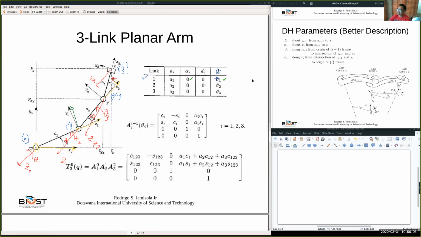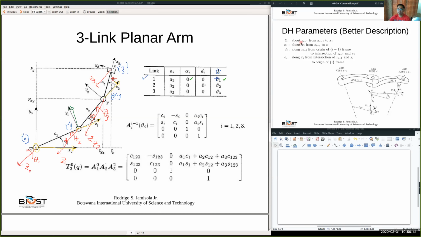Next, let's go for distances. So d1 is along z0 from the origin of frame 0 to the intersection of z0 and x1. I modified the description of the DH parameters here for easy understanding. These are much better to understand compared to those in the books.